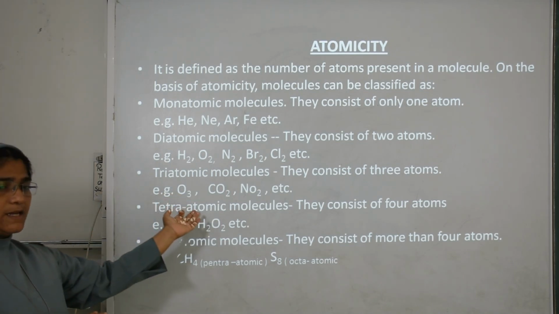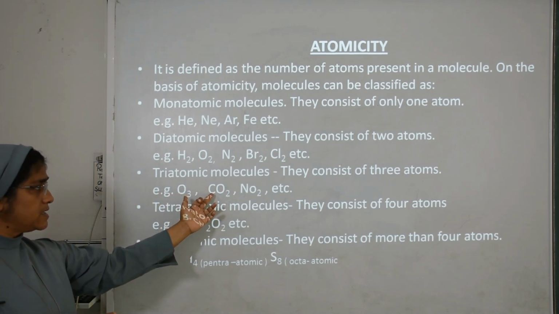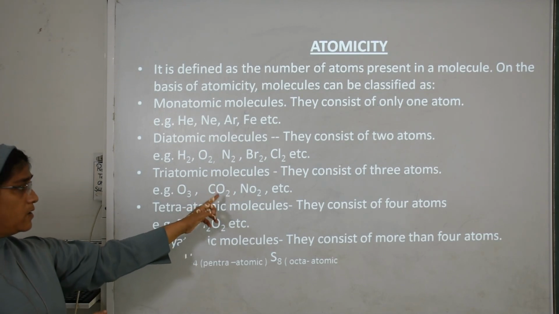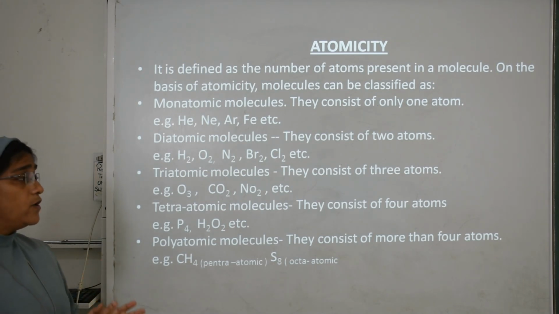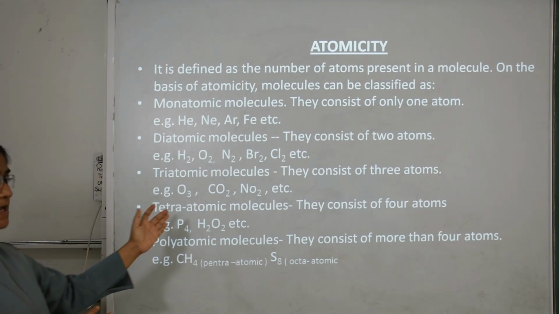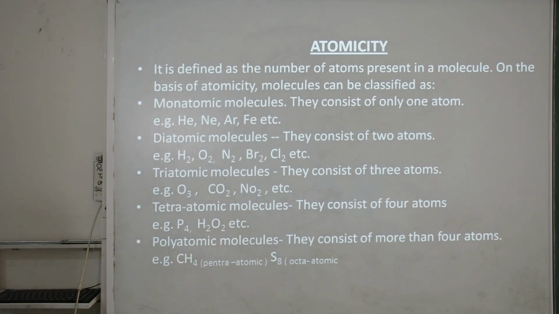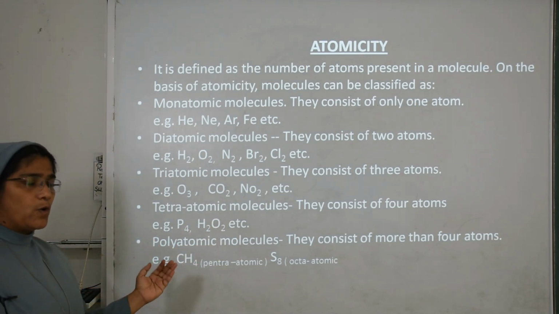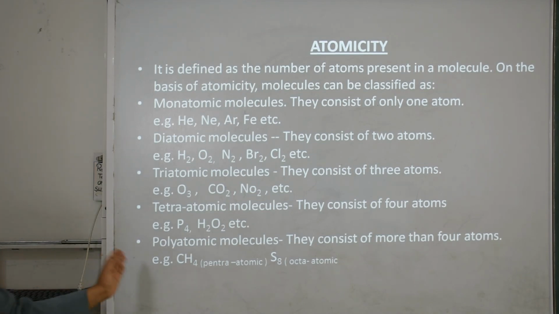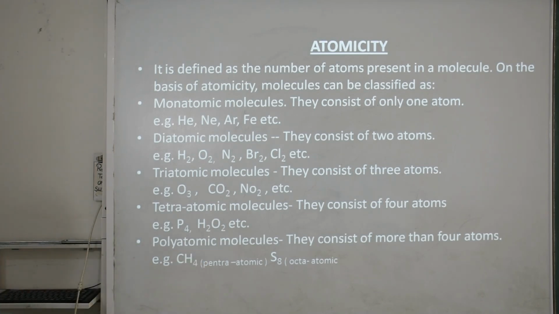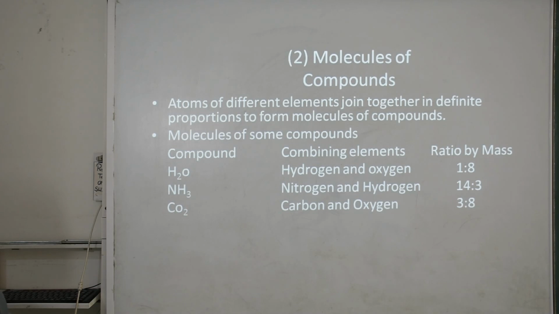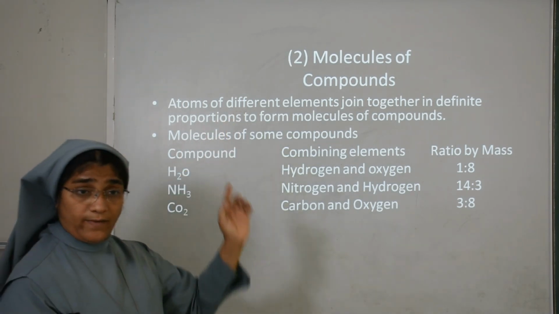Then O3, how many atoms? 3. Here CO2: carbon only 1 atom, oxygen 2 atoms, so together it will be 3 atoms. Tetraatomic molecules consist of 4 atoms, like P4. Then polyatomic molecules consist of more than 4 atoms, that is CH4 and S8. CH4, how many atoms? H4, C1: 5. So pentaatomic.